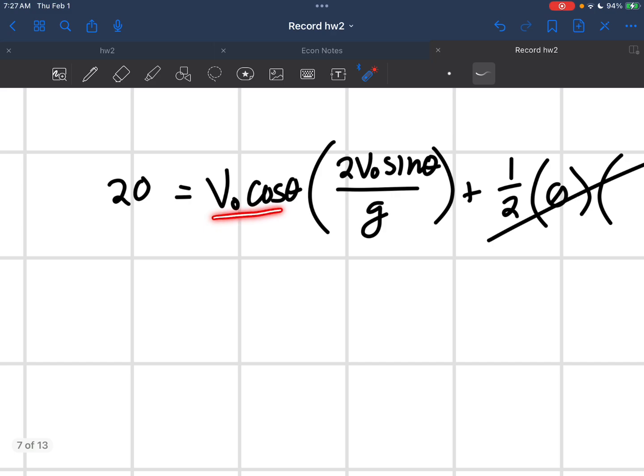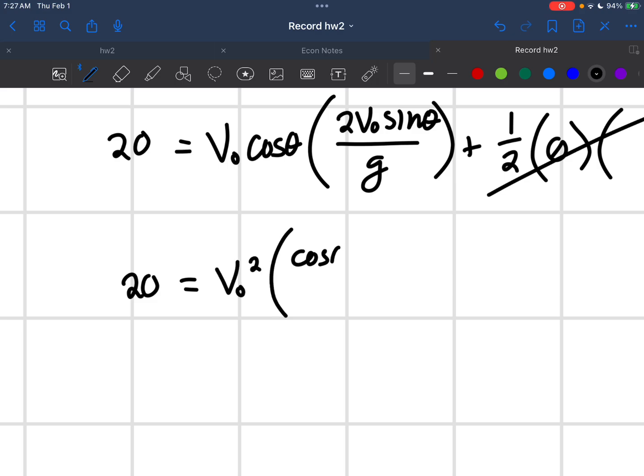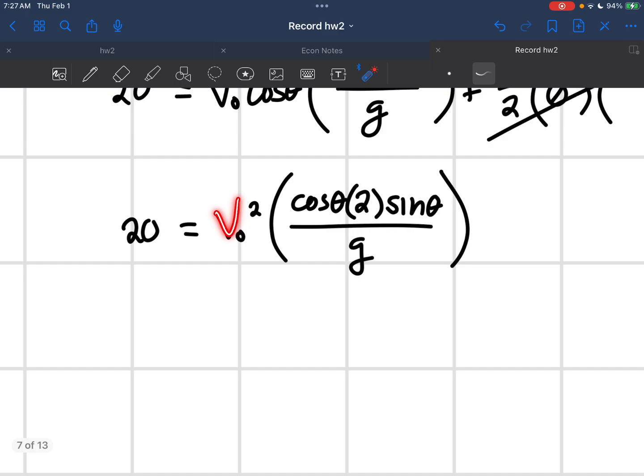So I have all multiplication and division. So I can take this v naught, and my v naught there will become a v naught squared. So 20 will equal, and I'm going to pull out everything that's not v naught squared off to the side, cosine theta times 2 times sine theta all over g. Now all I have to do is solve for v naught.